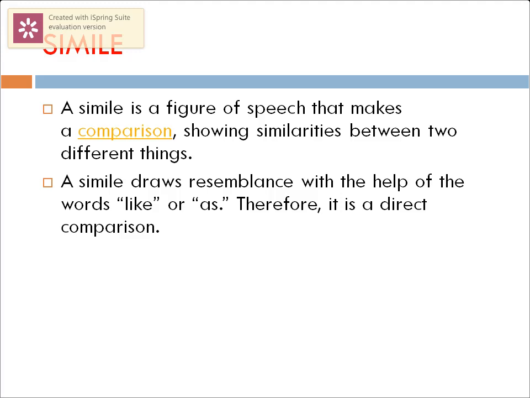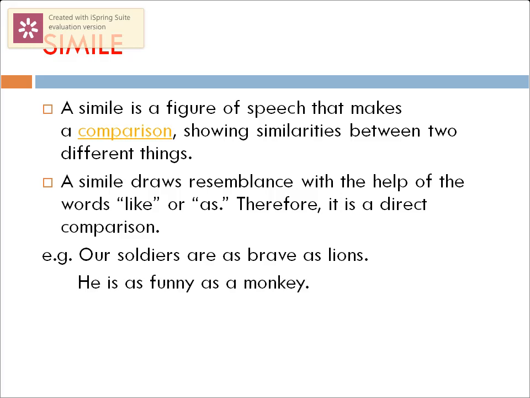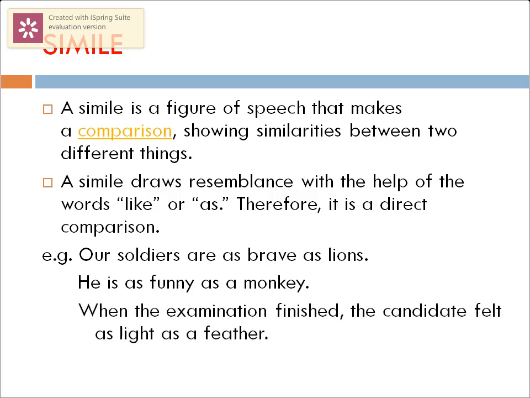A simile draws a resemblance between two different things with the help of words like or as. It is a direct comparison. For example, our soldiers are as brave as lions. So soldiers are directly compared to lions. He is as funny as a monkey. He is directly compared with a monkey. When the examination finished, the candidate felt as light as a feather. So the feeling of the candidate is compared to the lightness of the feather.